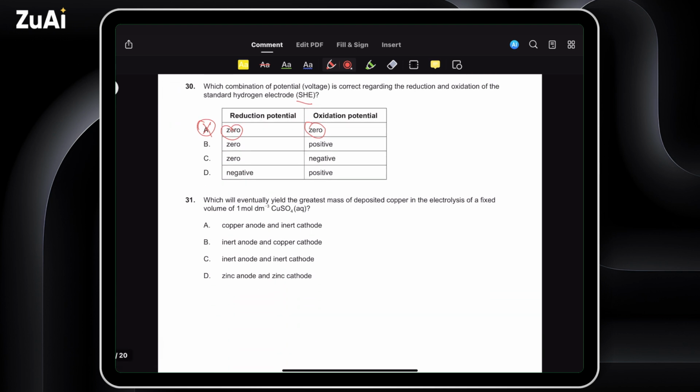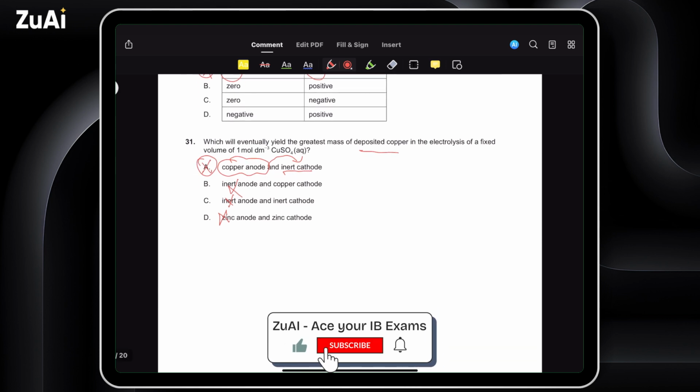Which will eventually yield the greatest mass of deposited copper in the electrolysis of copper sulfate? So always remember, for deposited copper, a copper anode should be there, not zinc, not inert, copper anode, and inert cathode, because that is where the copper is going to deposit. That's why A is the answer.